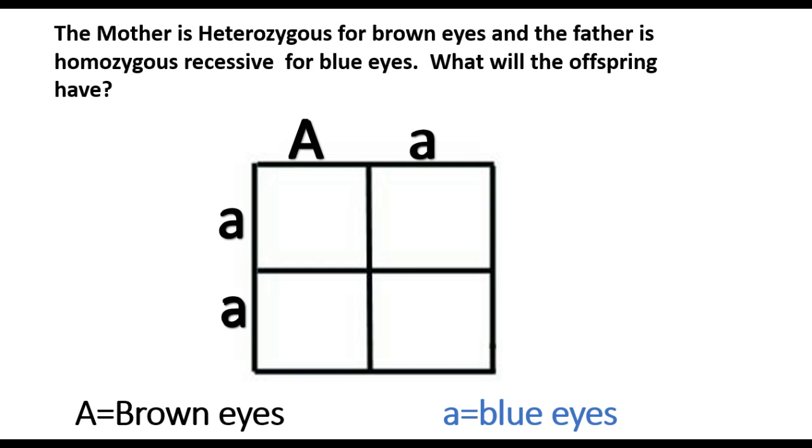Let's do another problem. The mother is heterozygous for brown eyes and the father is homozygous recessive for blue eyes. What will the offspring have? Let's look at it. We have the mother will be heterozygous, capital A, lowercase a, and the father will be homozygous recessive. So then we will move our letters to where they need to go. And then we will fill in our box. Why don't I allow you to do this? Pause the video so that you can work out the problem and you'll see if you got the same answer as I did.